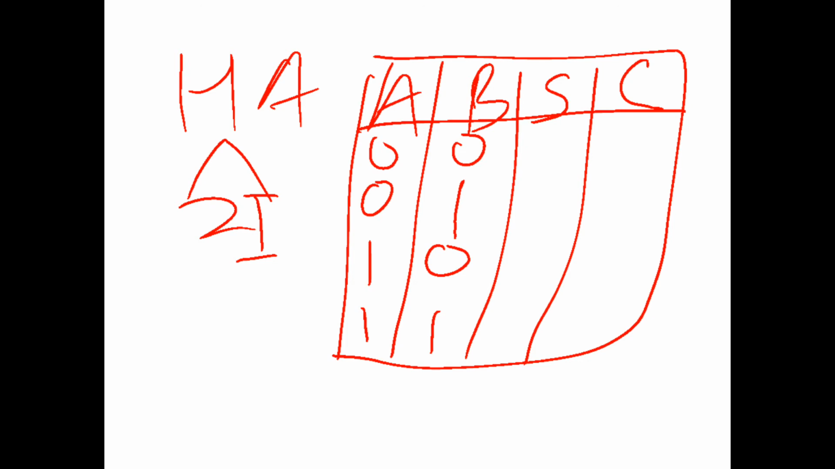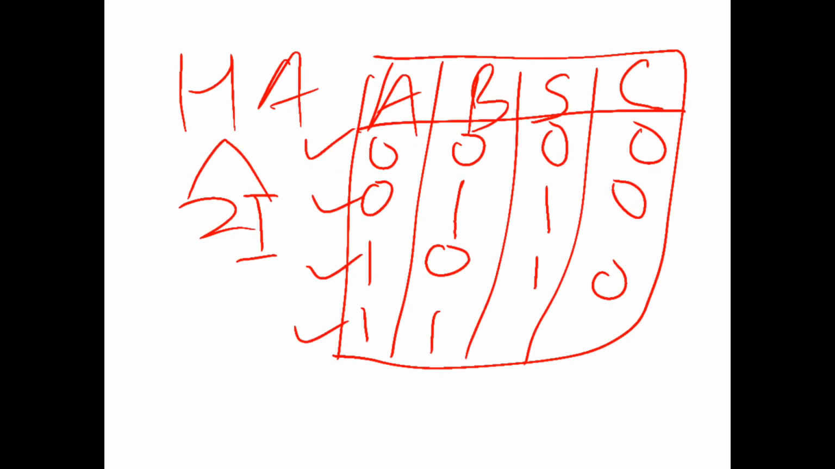So you can see, let us calculate the sum. When 0 plus 0, as already told to you, 0 with carry 0. Then 0 plus 1, we are having sum as 1 and carry as 0. Now third row, 1 plus 0, the sum is 1, the carry is 0.